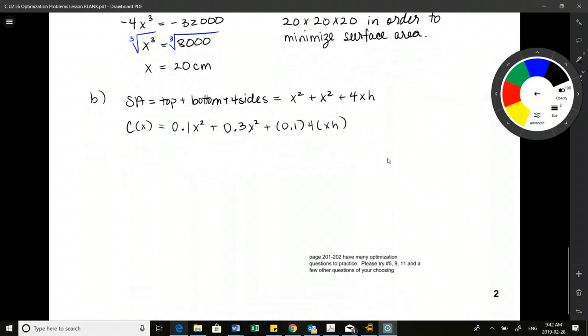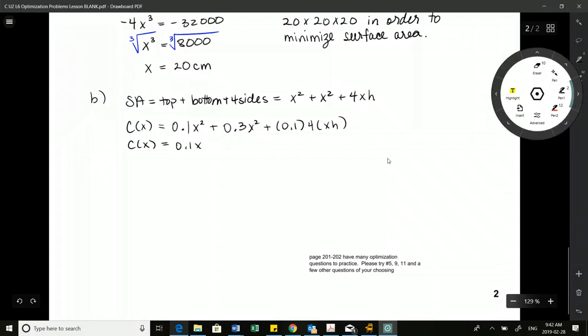Okay, we can simplify here a little bit. Actually, I guess we can just add those together. So 0.4 x squared. Also, I don't really want to have that h in there, so we're going to replace it with the formula for height from above. Here we go. So it will be 8,000 over x squared.